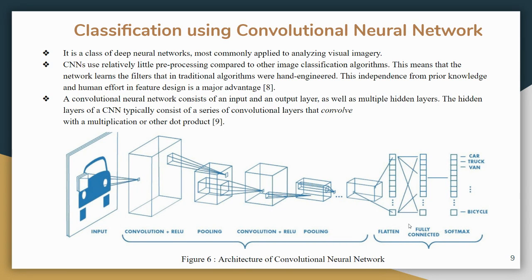A convolutional neural network consists of an input layer, an output layer, as well as multiple hidden layers. These hidden layers typically consist of a series of convolutional layers. The activation function is commonly a ReLU layer and is subsequently followed by additional layers such as pooling layers, fully connected layers, and normalization layers.